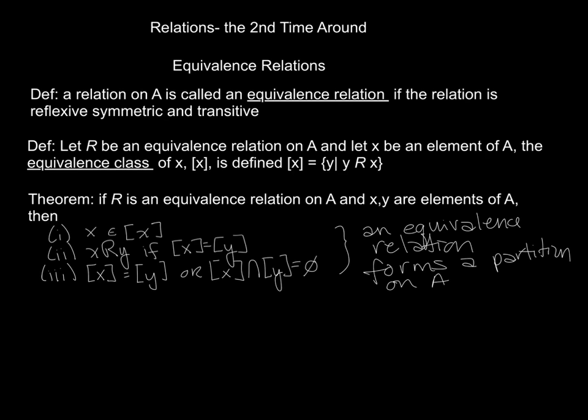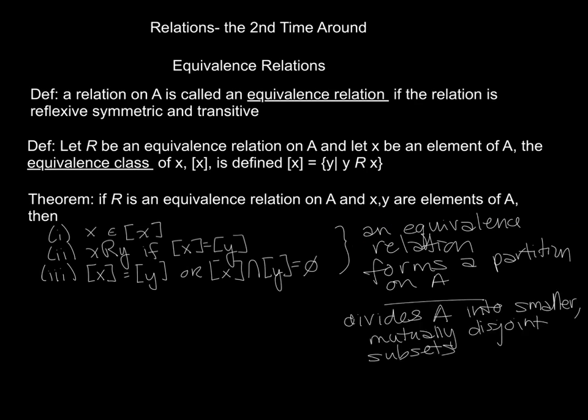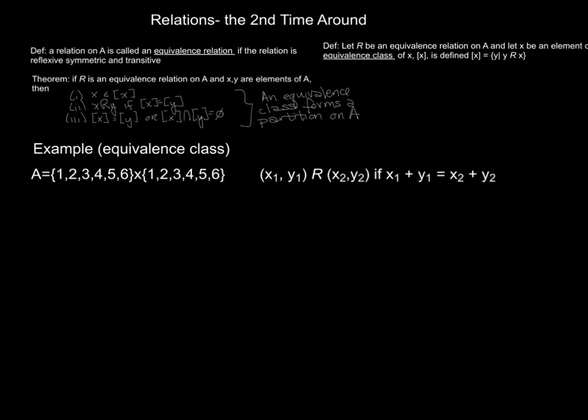So the effect of this theorem is essentially this: an equivalence relation forms a partition on A. That is, an equivalence relation can be used to divide A into smaller, mutually disjoint subsets. We'll look at a last example to bring all these ideas together.